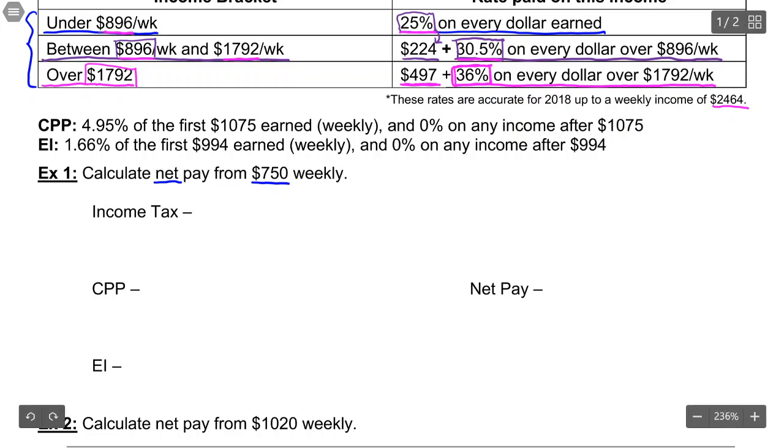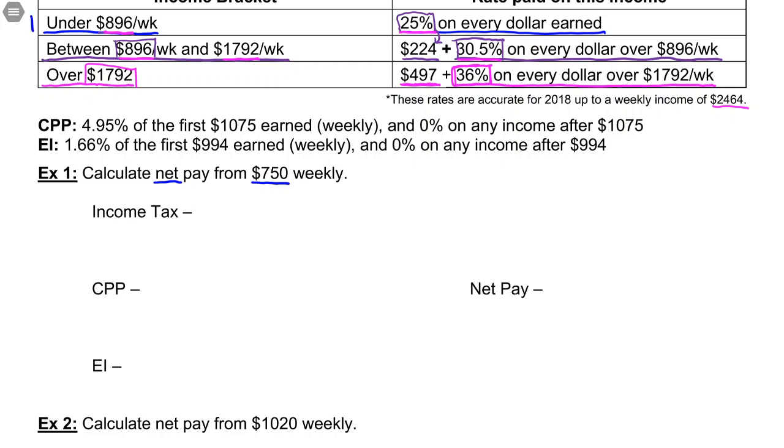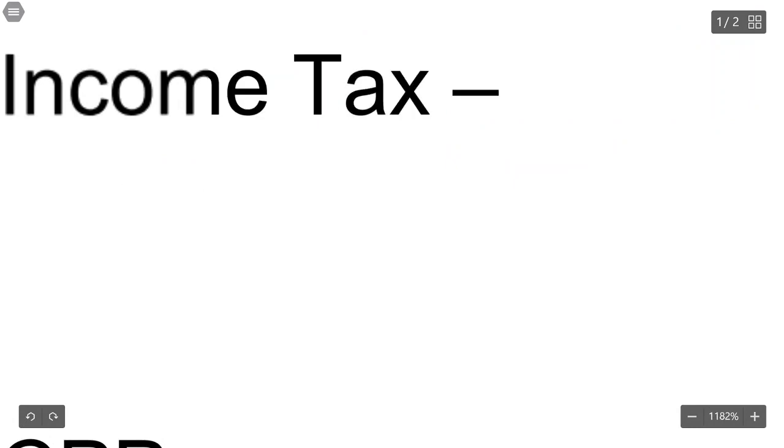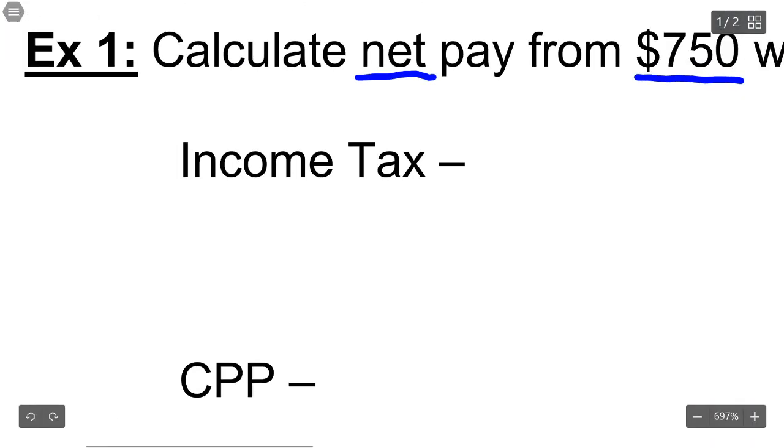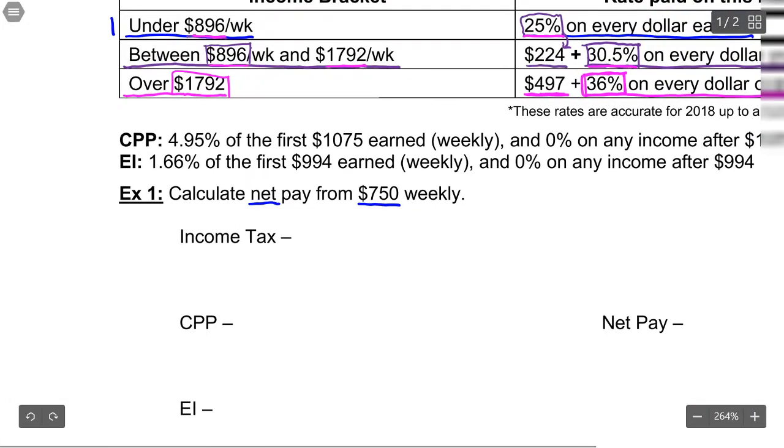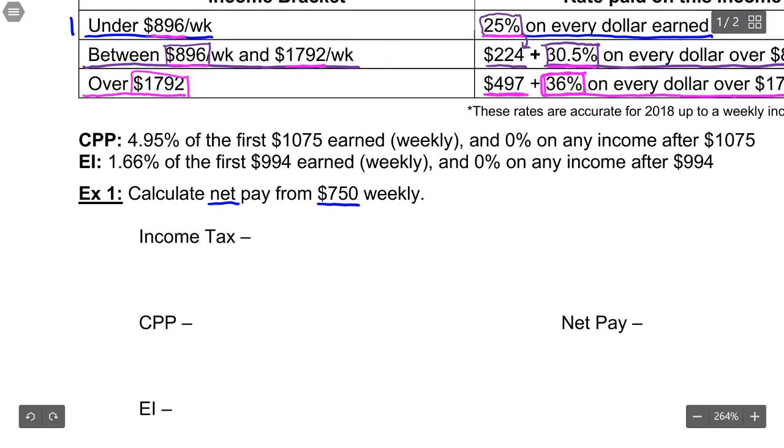So $750 weekly puts the first example into this first under $896 bracket. Okay, we're back. All right, so the income tax is going to be 25%.